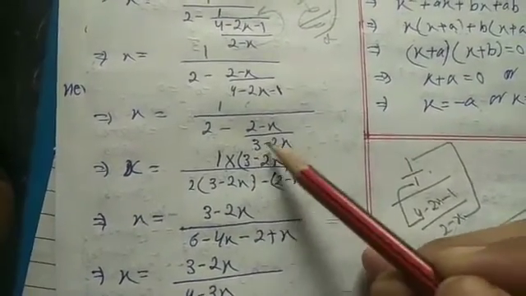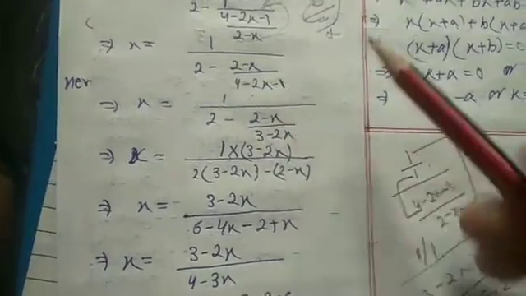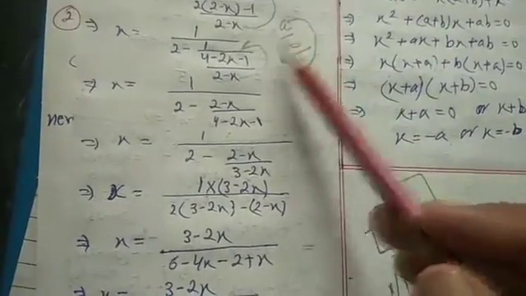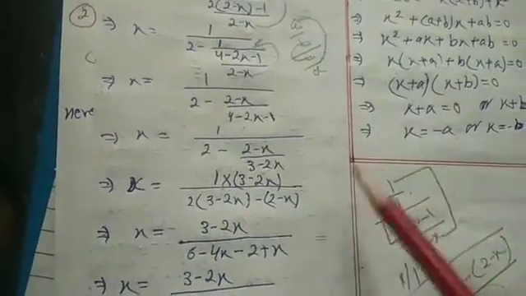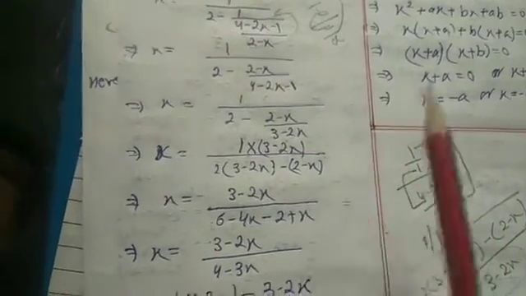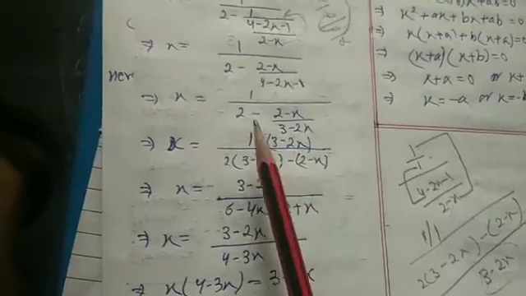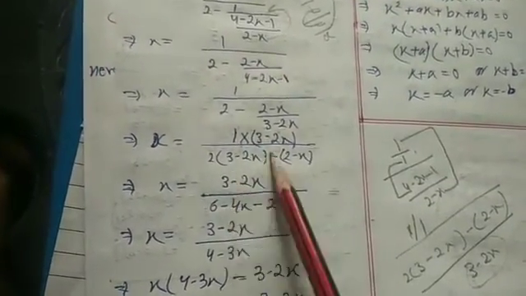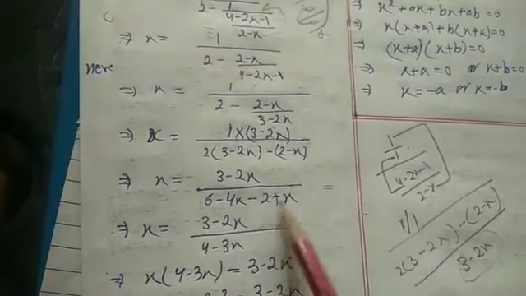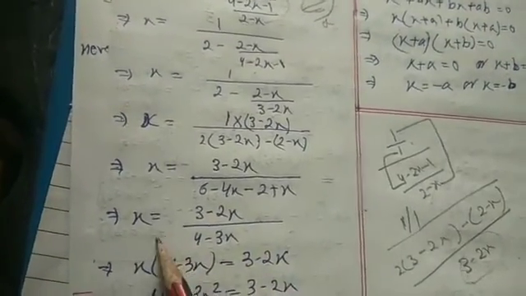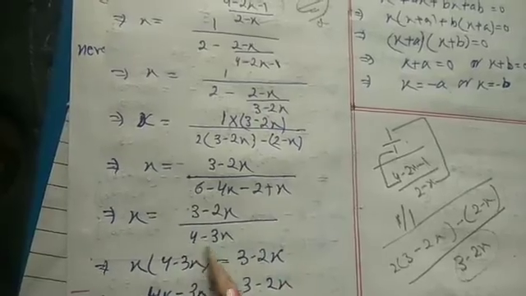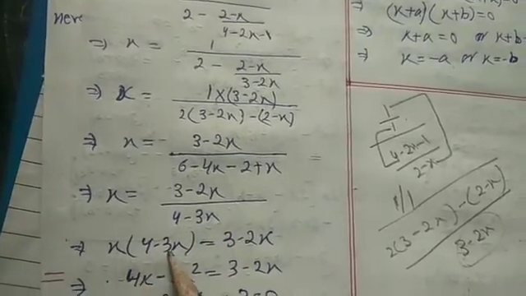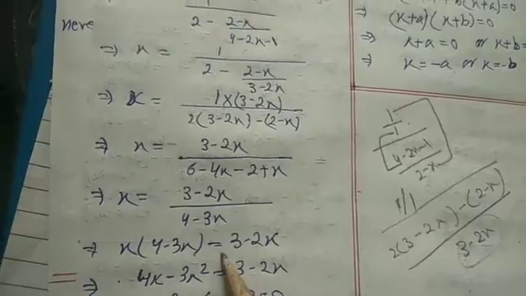Now this 3 minus 2x will multiply with this 1. The reason is the same, that is a upon b whole upon c upon d is equal to ad over bc. So after this we can see we have x equals 3 minus 2x over, just multiplying this, we get 6 minus 4x minus 2 plus x. So x equals 3 minus 2x over 4 minus 3x. So we have x into 4 minus 3x equals 3 minus 2x.